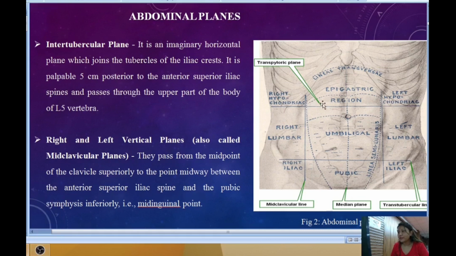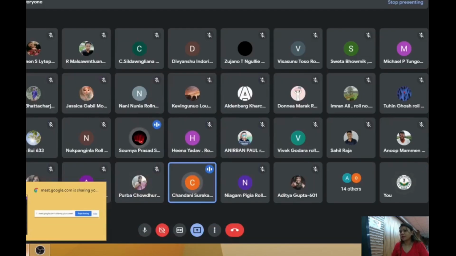Can you see this cursor on the screen? Yes, ma'am. Yes, sir. Okay, you can see, right?